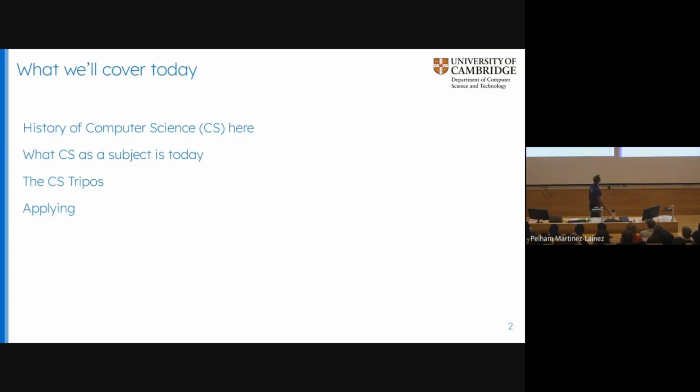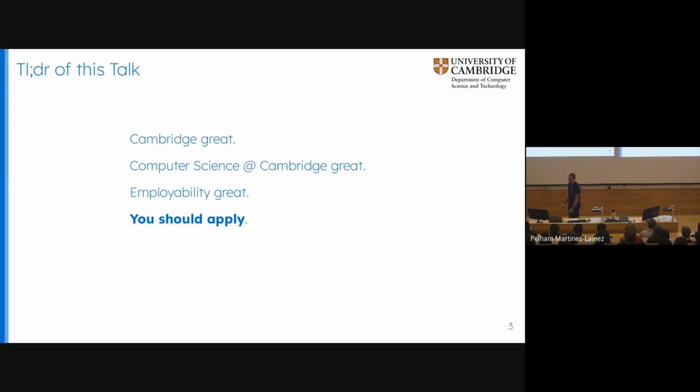So what we're going to cover, as I said, a bit of history, what computer science is as a subject today, the Tripos. Tripos is a stupid name for the 3-year degree that we have here. You're going to see throughout this presentation that Cambridge is full of stupid words that don't make a lot of sense most of the time. You sort of just get used to it and blind to it the longer you are here, but there are stupid words, and don't feel embarrassed if I say something that you don't understand. Please just put your hand up and ask me for clarifications, and then we'll talk about the actual applications.